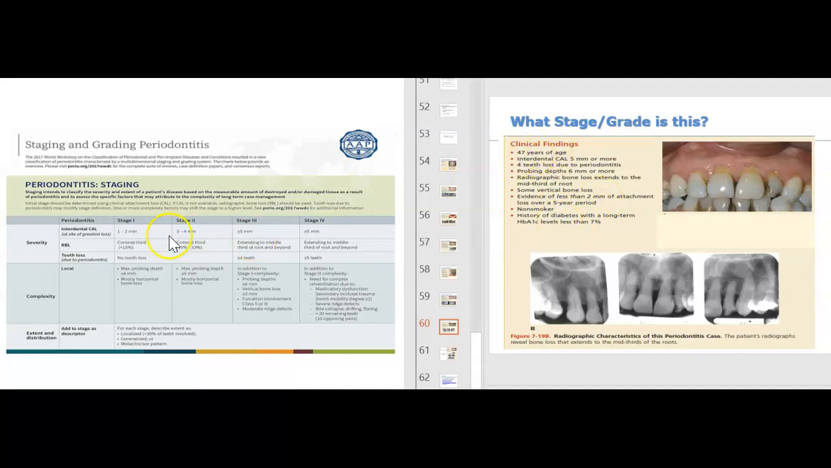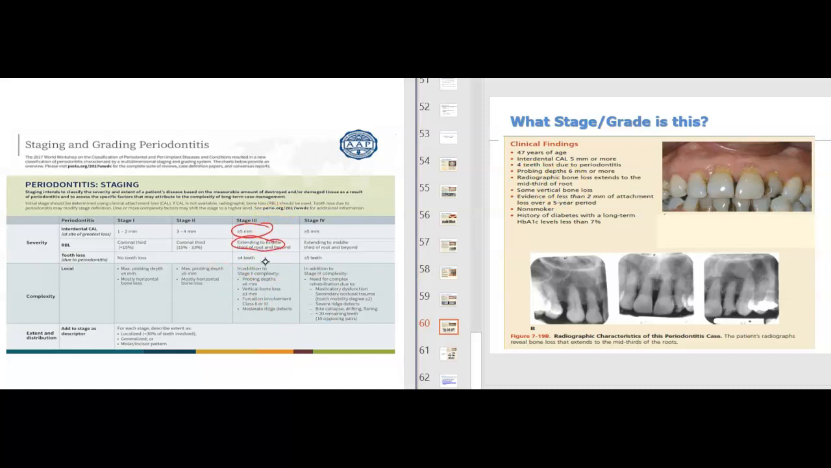Okay, let's start with interdental CAL. The highest interdental CAL was 5, so let's circle this, 5 millimeters. It could also be this one too, stage 4, but let's find more evidence to make it a stage 4 if it falls under this column. Next thing is radiographic bone level. The bone loss is to the middle third of the root, so it's extending to the middle third of the root and beyond.